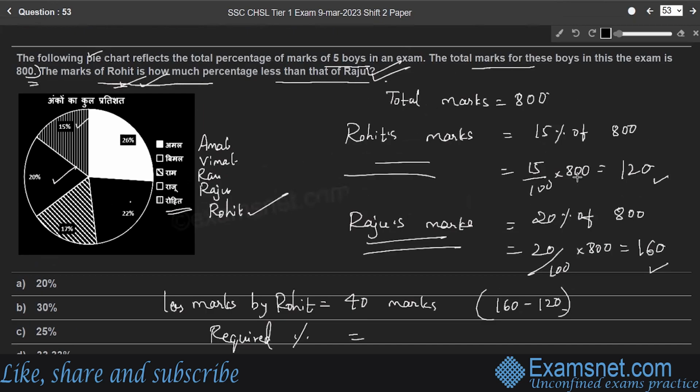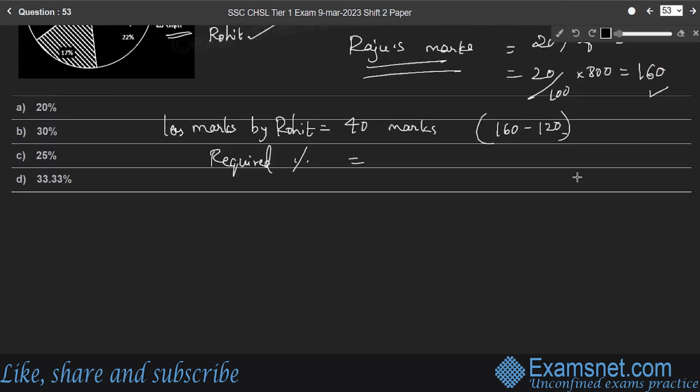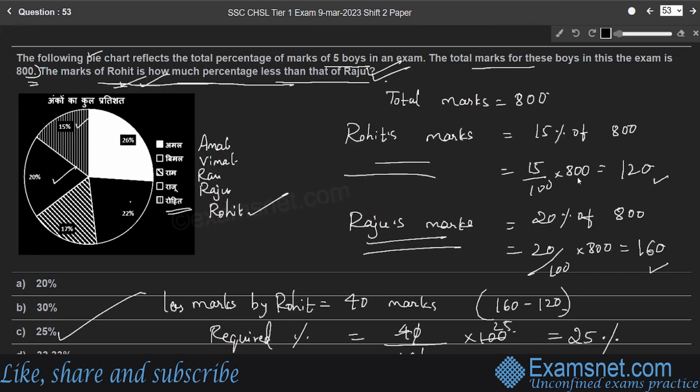Right? So Rohit's marks are how much percentage less than Raju's? We need the percentage value. For Raju's 160 marks, Rohit has 40 marks less. Therefore, for 100, if Raju's marks is 100, we can cancel the 0 and 4 into 4. So 4 into 25. Therefore, Rohit obtained 25% less marks. Therefore, option C: Rohit obtained 25% less than that of Raju.